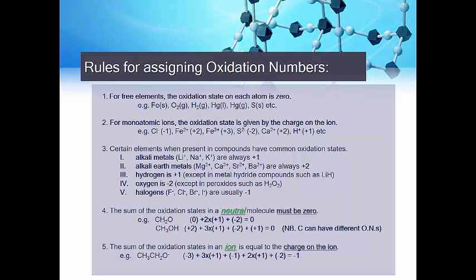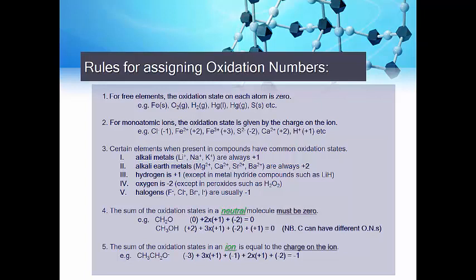If you have a monoatomic ion, then the oxidation number is given by the charge on the ion. So if you have chlorine with a negative charge on it, it's a -1. If you have iron with a 2+, it's a +2. If it has a 3+, then it's now a +3. So if you have an atom that's by itself with a charge, the oxidation number is the charge on that particular element.